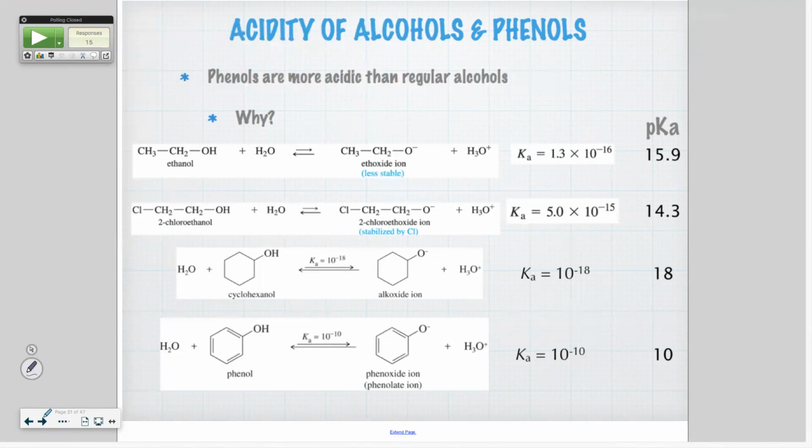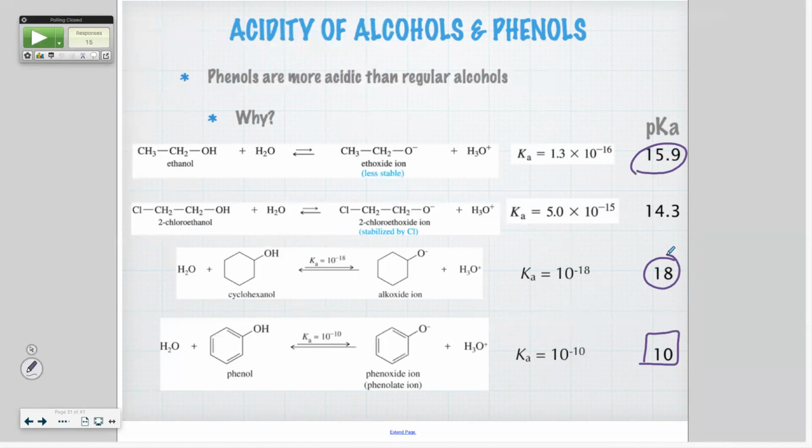If you look at the pKa numbers over there, you'll see that the pKa of phenol is 10, and the pKa of ethanol is almost 16, rounded to 16. Okay, so why? What is different? Okay, here is cyclohexanol. You'll notice that it's 18. Okay, so it's not the ring. What is it? Those double bonds.